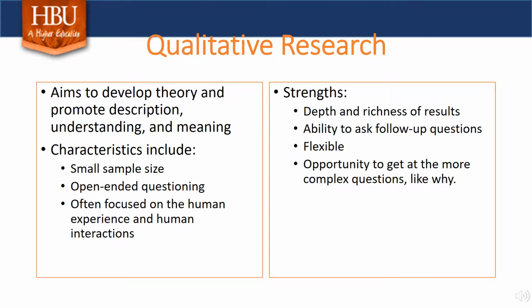At the heart of qualitative research, it aims to develop theory, and promotes description, understanding, and meaning. Some of the characteristics of qualitative research are small sample sizes. And in order to address some of the aims of qualitative research, typically the mode of questioning is done around open-ended questions. The focus of that research is on human experience and human interactions.